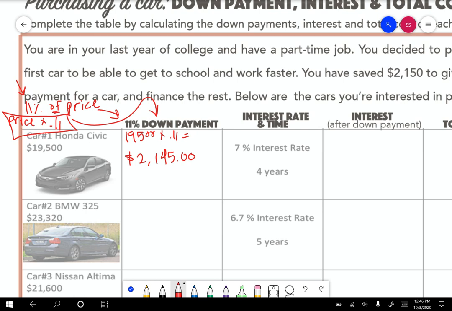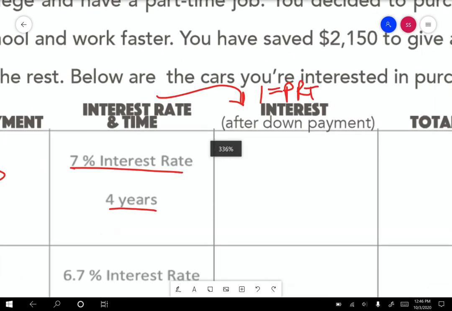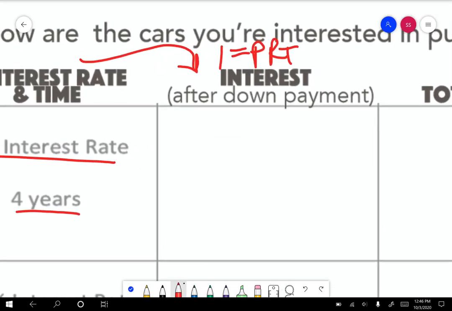Interest rate and time. So these are the amounts you're going to use to calculate the interest using I equals the principal amount, the rate, and the time. So that's basically what we were practicing on those other problems. So let's go over this first one. I'm going to make this a little bit bigger here. Let's go over this one as an example.